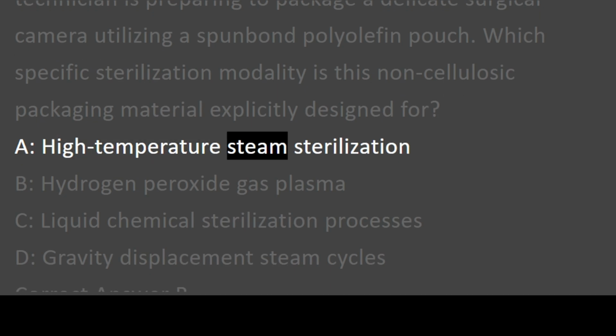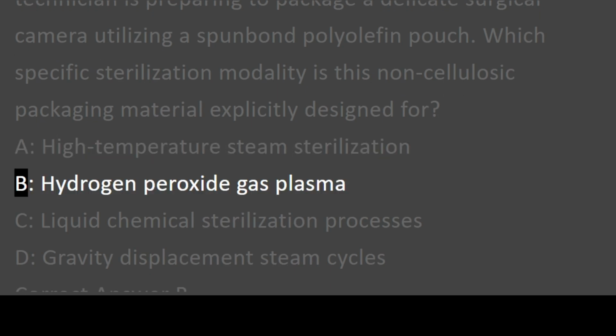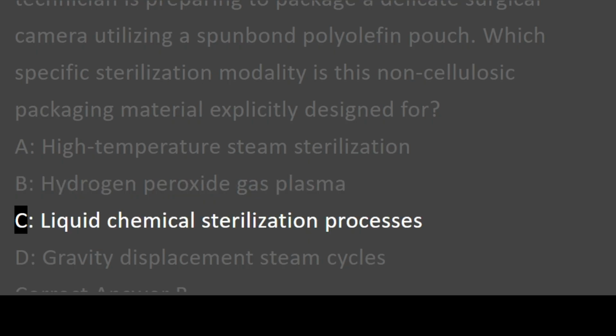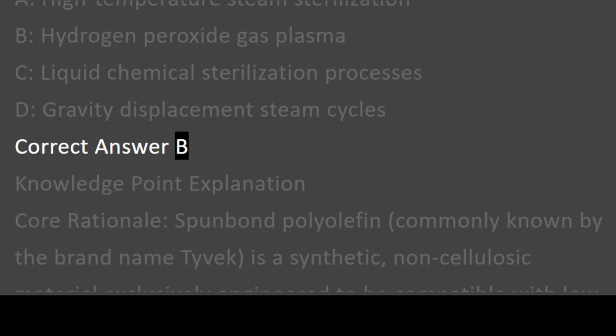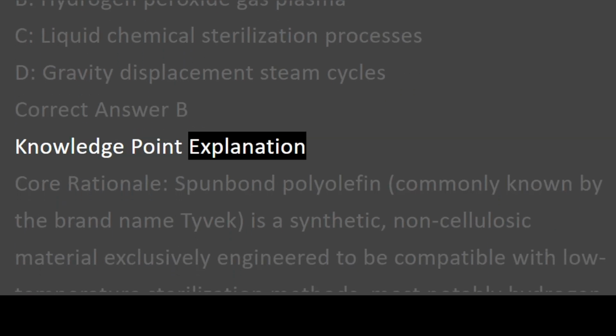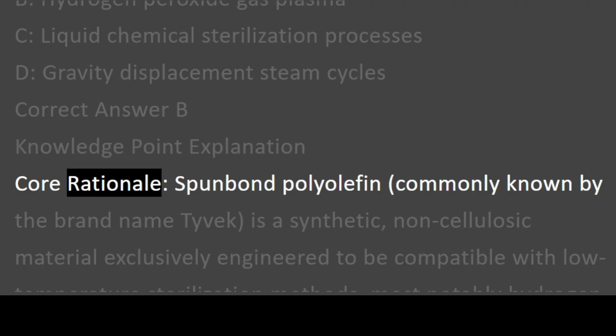A. High-temperature steam sterilization. B. Hydrogen peroxide gas plasma. C. Liquid chemical sterilization processes. D. Gravity displacement steam cycles. Correct answer: B. Knowledge point explanation. Core rationale.